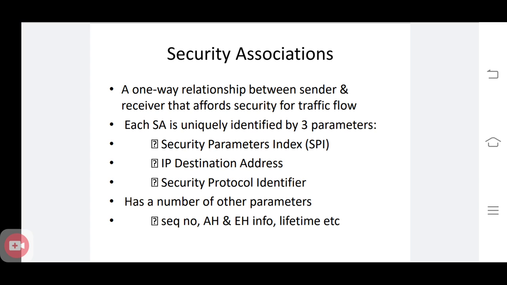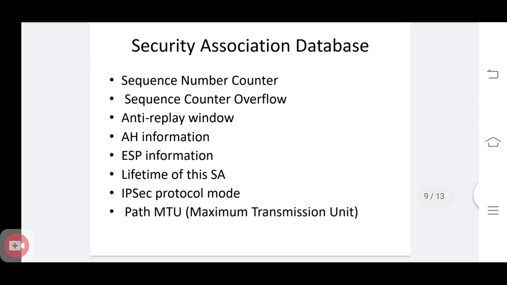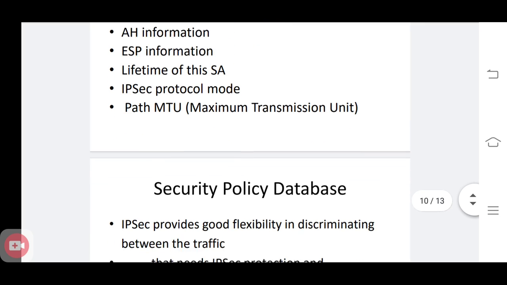So the first one is the security association database, which contains all these parameters: sequence number counter, sequence number overflow, anti-replay window, AH information, ESP information, lifetime of the security association, and the IPsec protocol mode and path MTU. All these are the parameters present within the security association database.